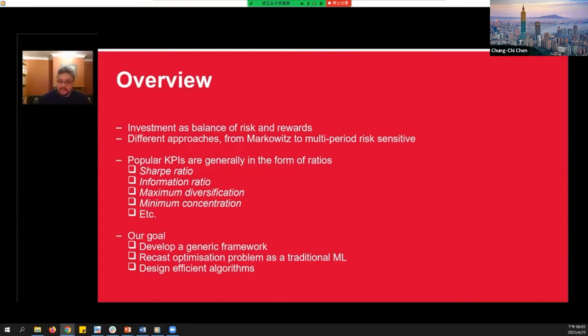Now, our aim here is to take all those KPIs and put them in a generic framework. We'll recast the old convex optimization approaches as traditional machine learning, and we'll show some nice and efficient algorithms that will provide solutions for all those KPIs.